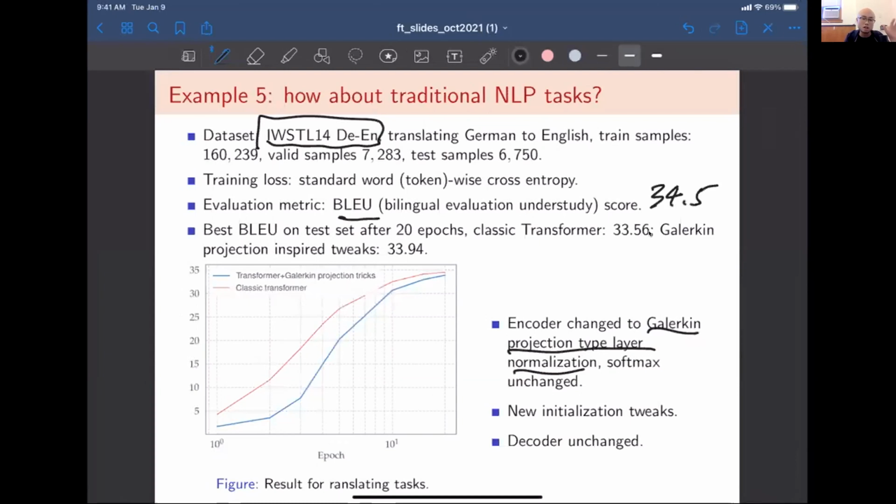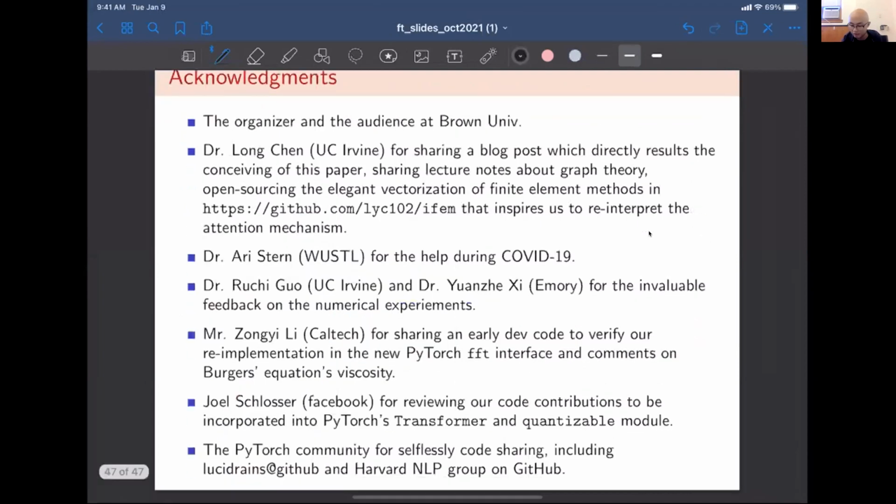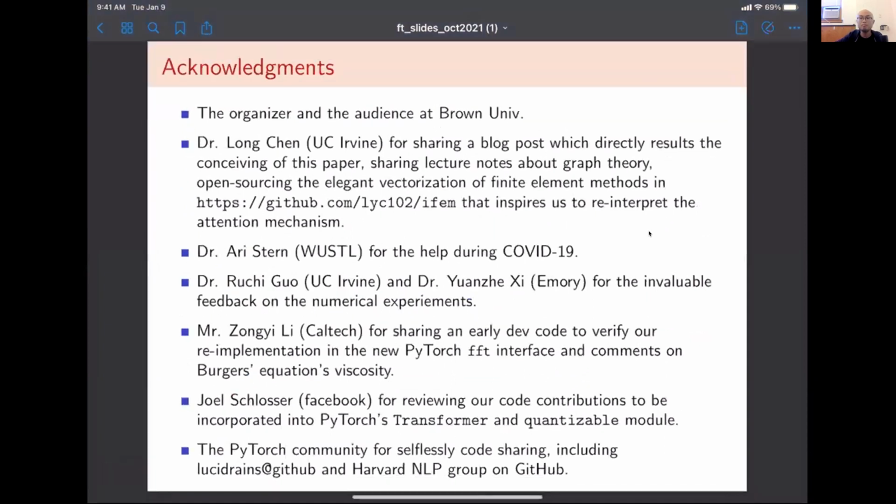So I would like to emphasize that if we apply these tricks, the training is much faster, and we have to keep the softmax because the decoder needs softmax. So for the encoder part, it's better to keep this latent representation consistent. So we kept the softmax. And that's it for my talk.